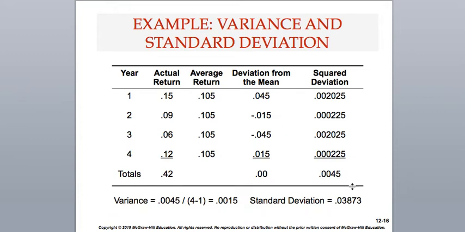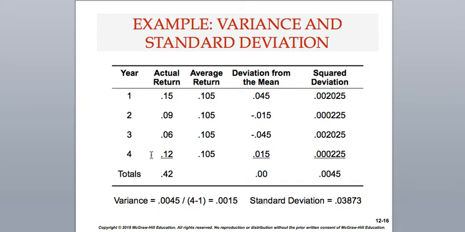So let's take a look at an example. So notice here we are looking at returns for just 4 years. This is a sample, and this is why we divide by n minus 1. Some of you may remember this from your statistics class. But let's take a look at how we calculate variance and standard deviation of a sample. So you have the years 1, 2, 3, 4. You have the return for each year, 15%, 9%, 6%, and 12%.